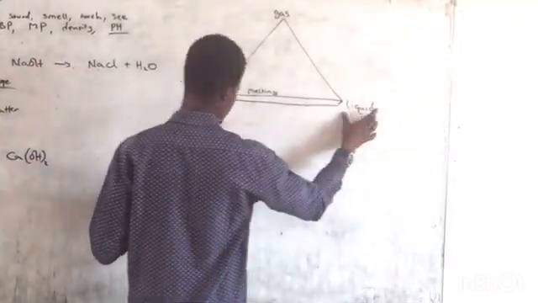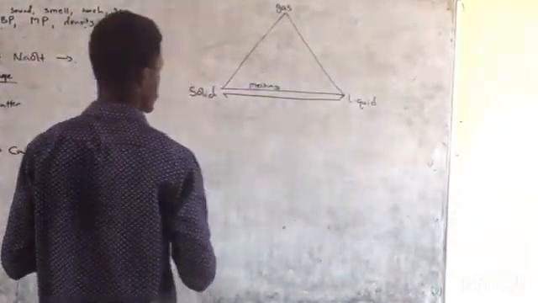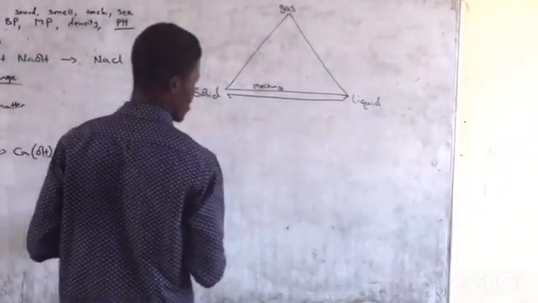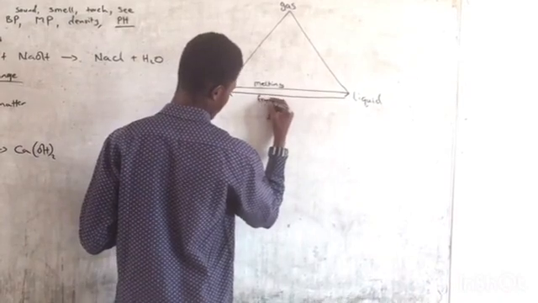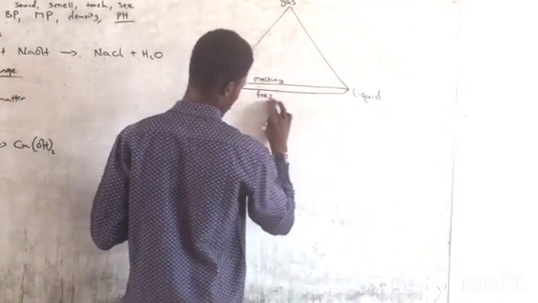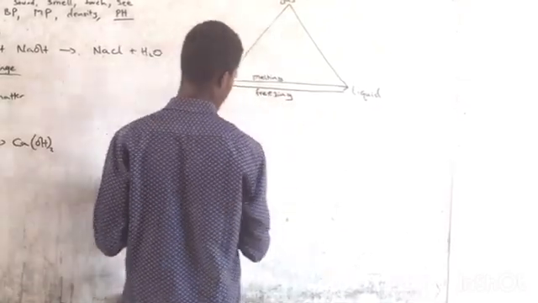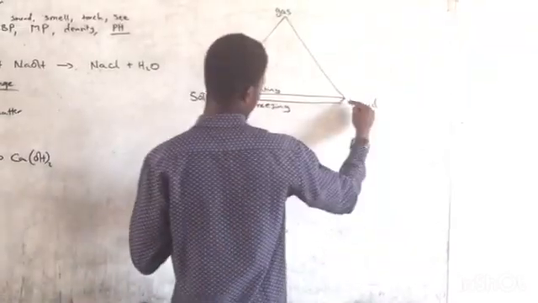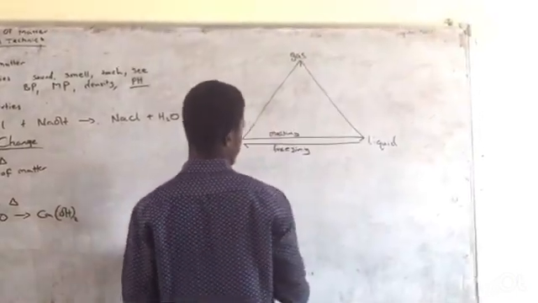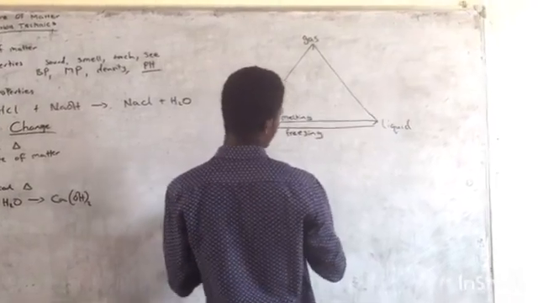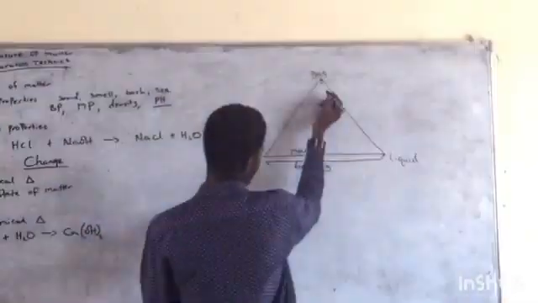So when liquid is changing back to solid, what is it? It's actually freezing. Now let's say from liquid to gas. What's it called? From liquid changing to gas is evaporation. It's evaporating.